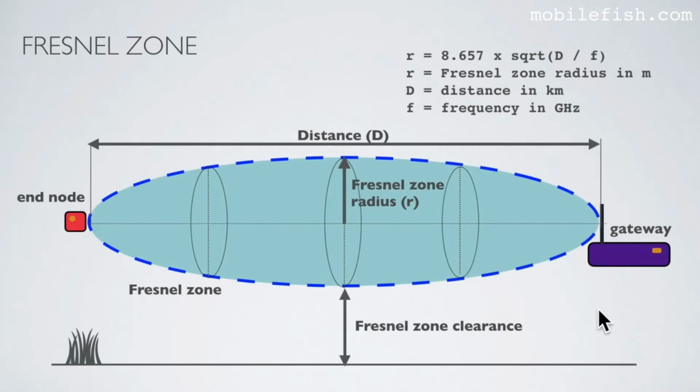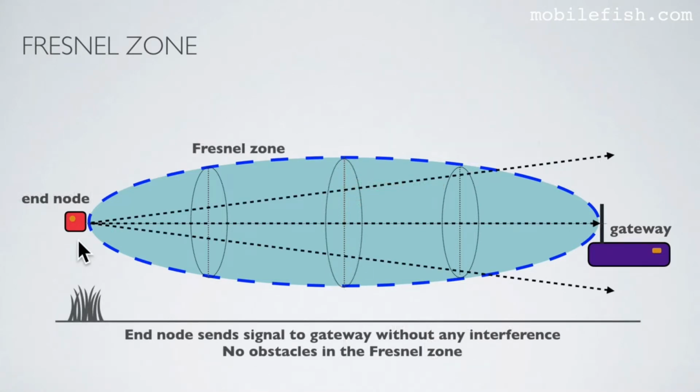Here is the end node and here is the gateway. This is the distance between end node and gateway, and this is called the Fresnel zone. This radius is calculated with this equation, and this radius is located at half the distance. As you can see in the equation, if the distance increases, the radius increases. This distance is called the Fresnel zone clearance. In this picture, you can see that the end node can send signal to the gateway without any interference, because there are no obstacles within the Fresnel zone.